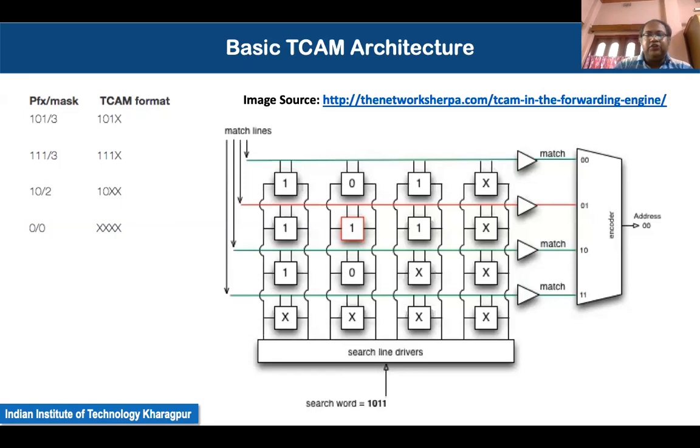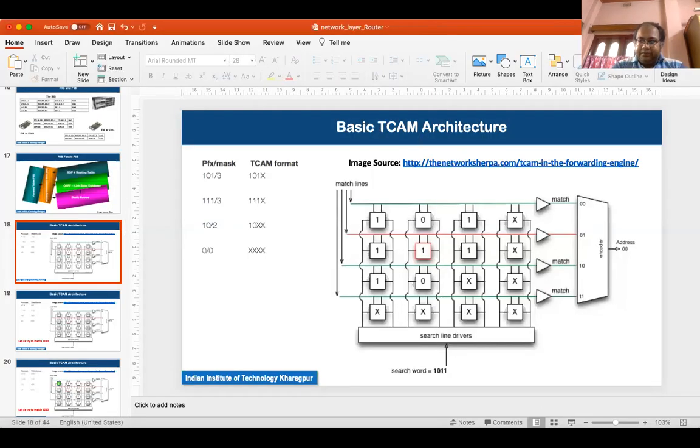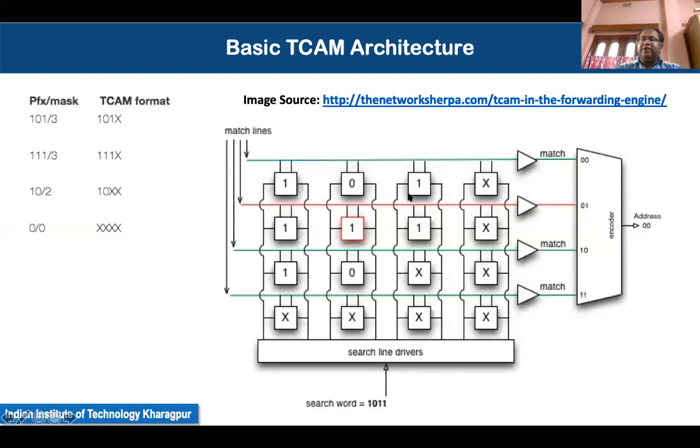Now here in the diagram, I show you what this TCAM hardware looks like. Every individual bit contains one state: either it is 1, or it is 0, or it is don't care. So this has one row 101x, then 111x, then 10xx, and then finally xxxx. If there is a match, the corresponding line will be on. And finally, we have an encoder that will give you the final address of where you got the match.